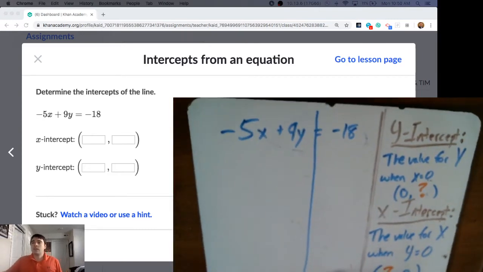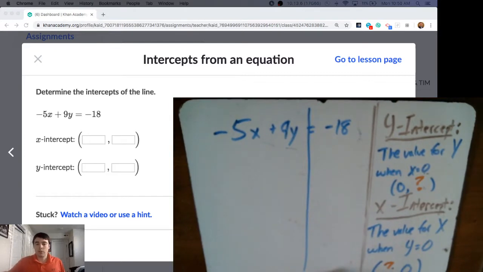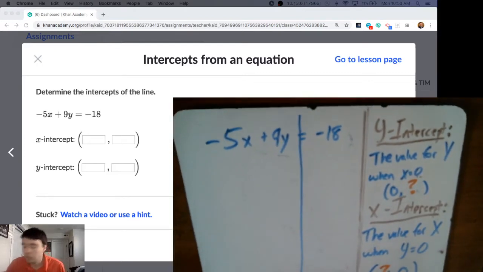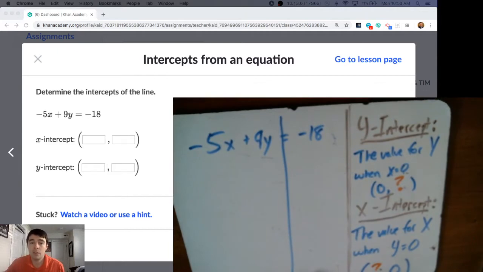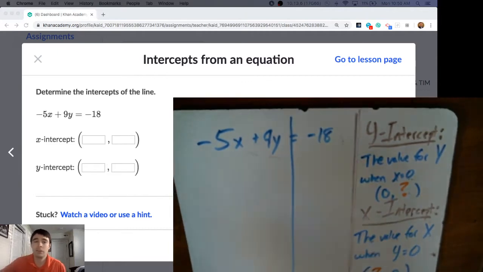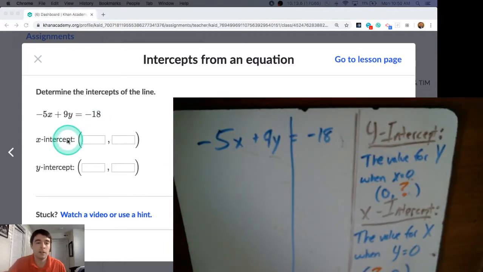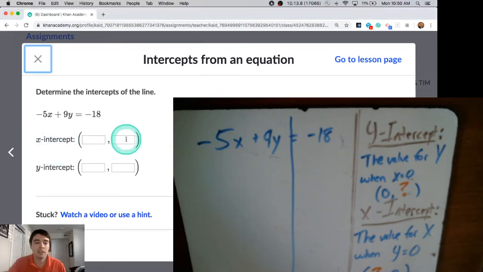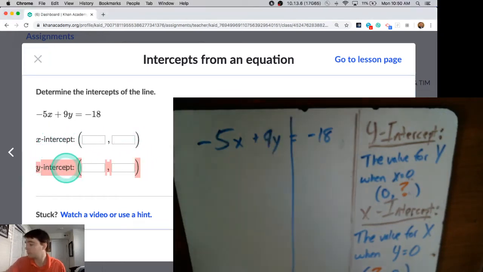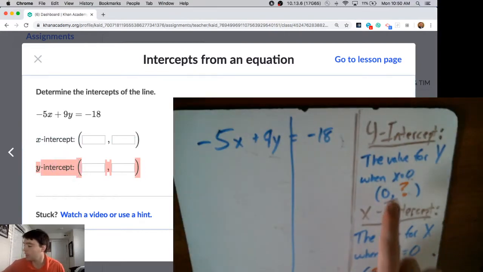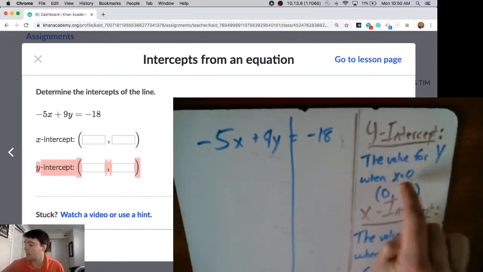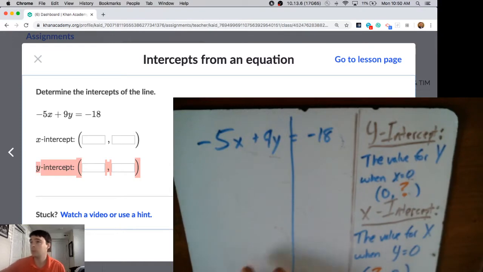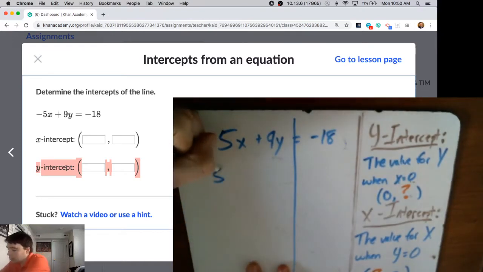This is similar to the second Khan Academy assignment in that you're going to be plugging in a value for the x or the y to find the other value in the solution. The first thing they ask us to find here is the x-intercept and the y-intercept. I'm going to go ahead and find my y-intercept first. Y-intercept, remember, is the value for y if we make x equal to 0. So I'm going to go ahead and make x equal to 0.